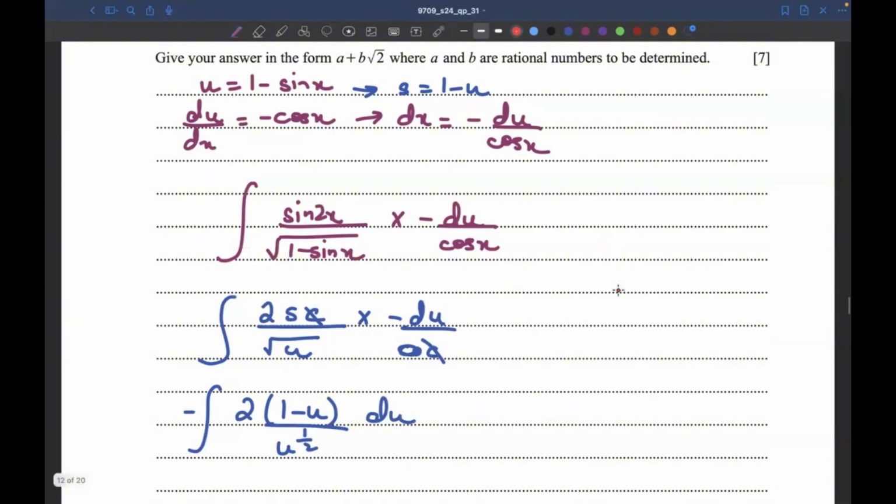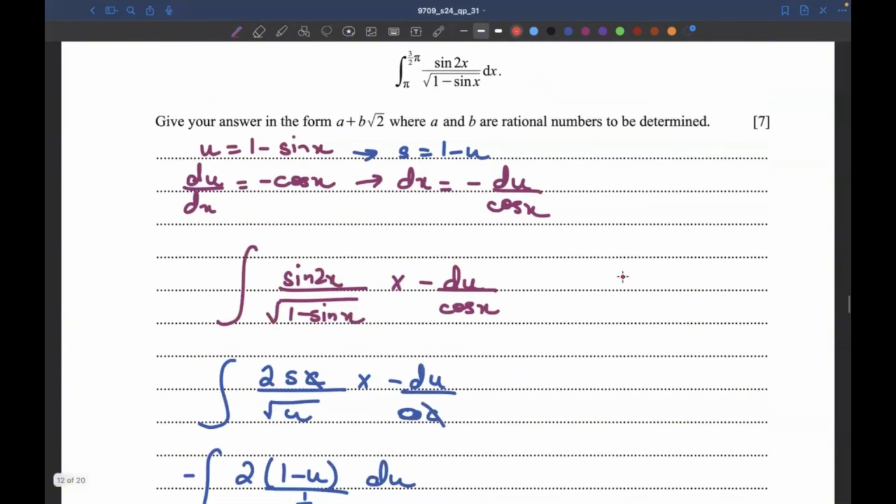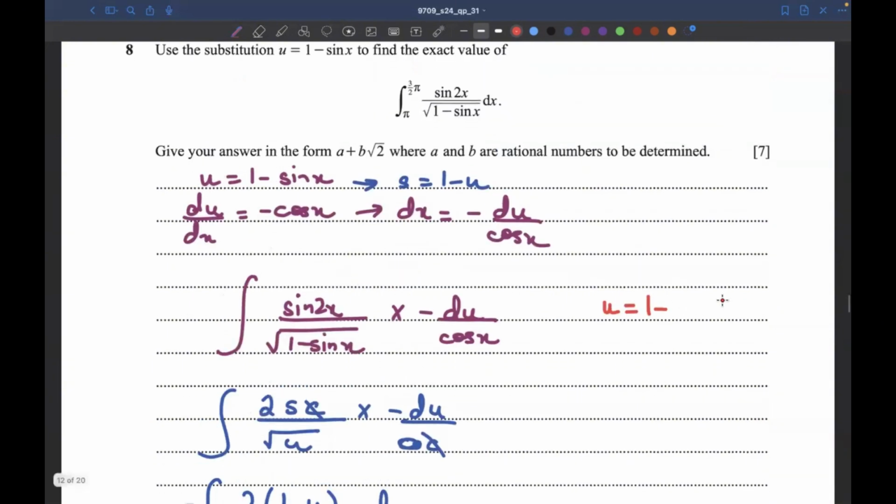So u is equal to 1 minus sine x. The upper value is 3 upon 2 pi. So 1 minus sine of 3 upon 2 pi. That will be equal to sine of 3 pi divided by 2, which is equal to minus 1. That will become 1 minus minus 1, which is equal to positive 2.